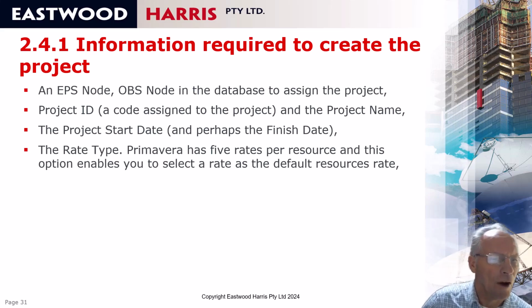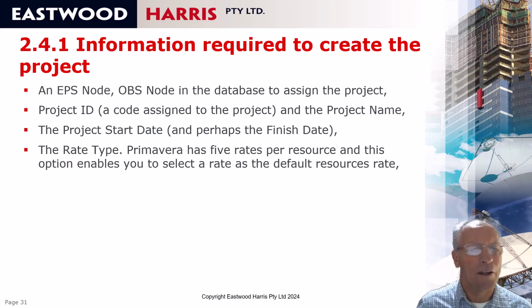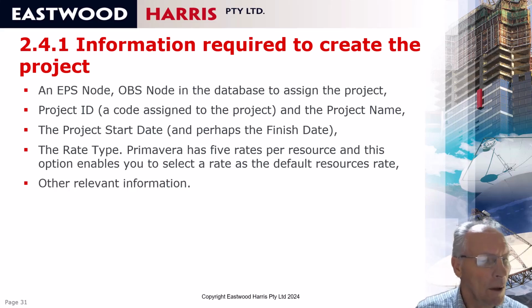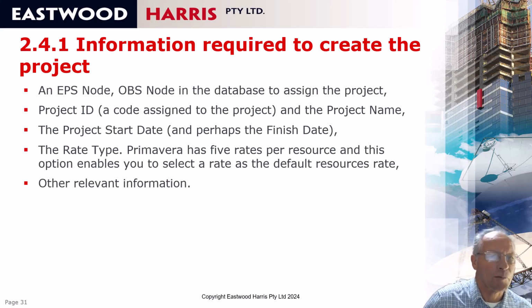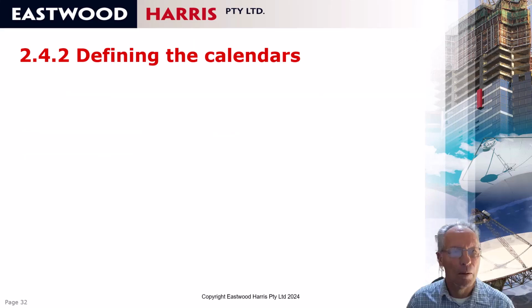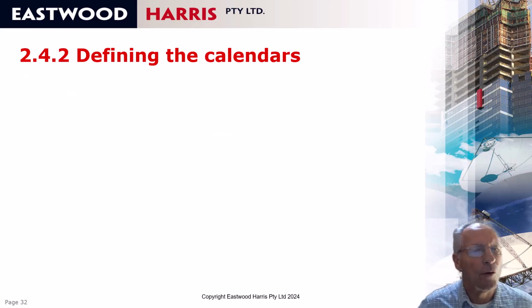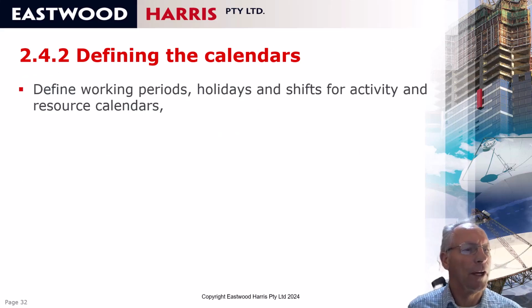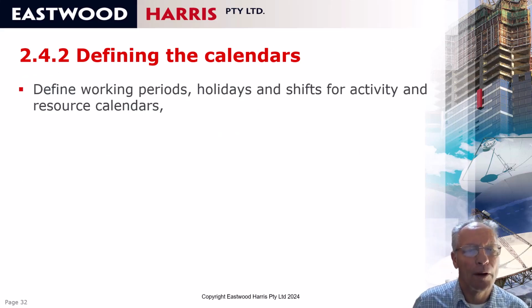You need a rate type, and Primavera P6 has 5 resource rate types, and you have to select a default one, and normally most people just accept the default that's given. And any other relevant information such as location, customer, client, and that sort of thing. Next thing we do is define the calendars after we create the project, and these define the work periods, holidays, and shifts for any activities or resource calendars.